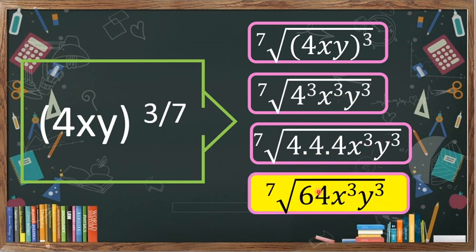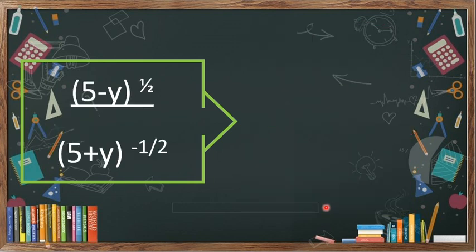So we get 64. Since 64 doesn't reach the exponent 7, if you are going to factor this number using the number 2, we can just get 5 or 6 twos, which doesn't meet 7. Then x cubed, then y cubed, their exponents are both less than 7. So this is already in final answer.